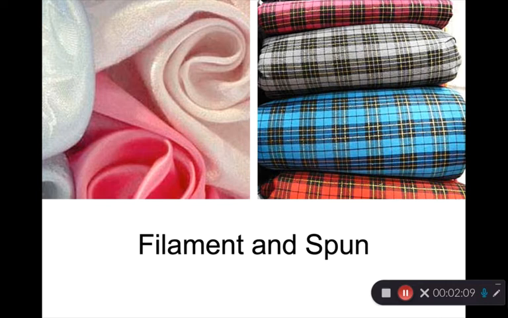On a spun yarn, you can untwist it and take it apart, and it will come apart in very small pieces. But with a filament yarn, the pieces that it comes apart in when you untwist it are the same length as the yarn itself.